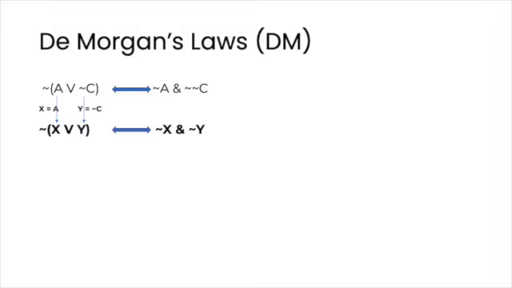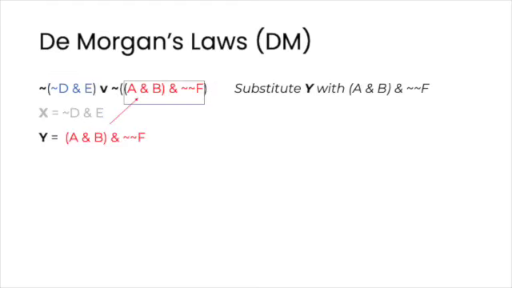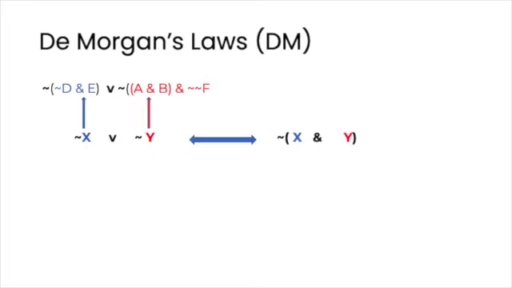Likewise, going right to left, anything that counts as a conjunction or disjunction of negations is also game for the application of DeMorgan's. So clearly, not A and not B matches the form not X and not Y. Also, although it might not be obvious at first sight, this sentence fits the form not X or not Y. To see this, just substitute X with not D and E, and Y with parentheses A and B and not F. When you apply DeMorgan's, you obtain not parentheses X and Y, which, using the same substitution schemes, gives you the following equivalent sentence.